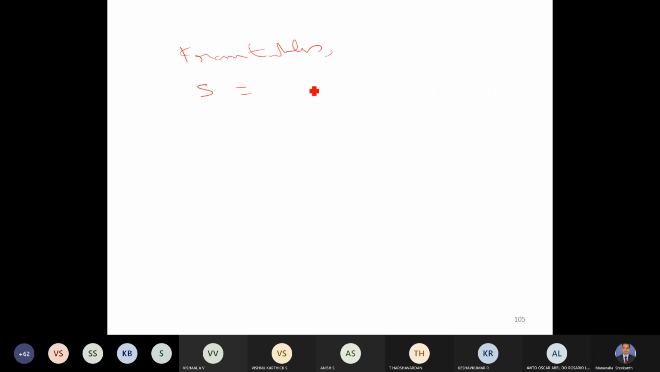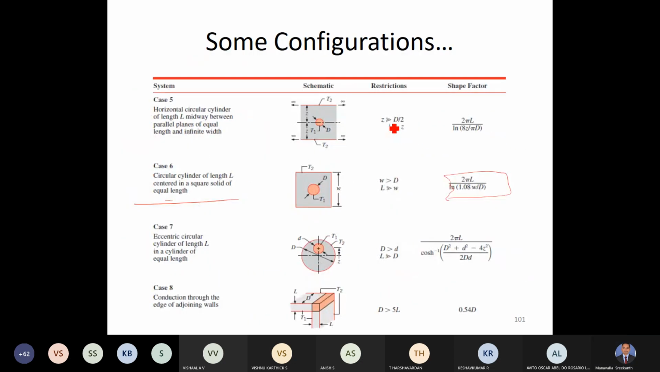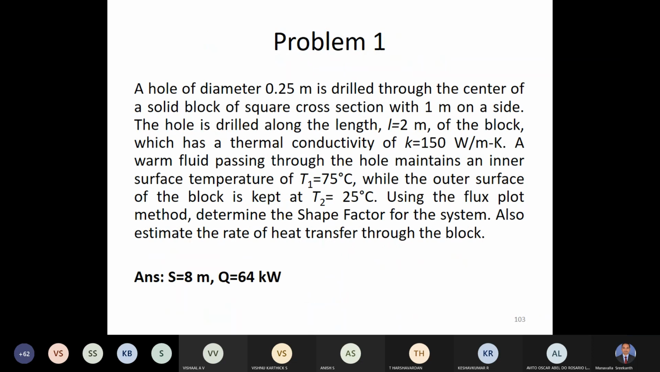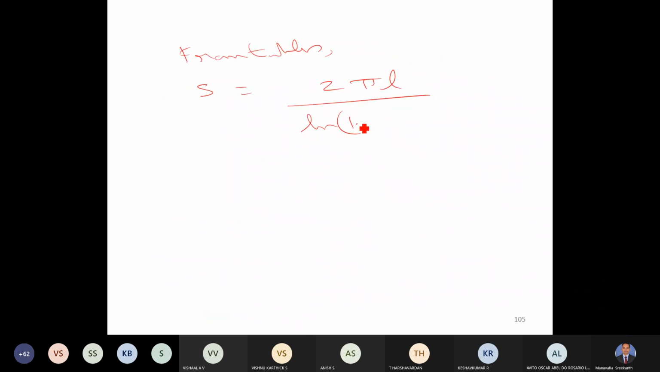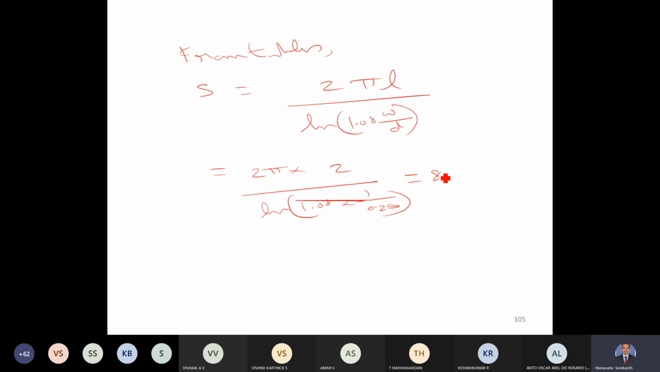S is equal to 2 pi L divided by the logarithm of 0.08 W by D, where W is the width and D is the diameter. So you can evaluate 2 pi multiplied by L, divided by the natural logarithm of 1.08 multiplied by width divided by D, which is 0.2. Evaluate this, and you will get 8.58.